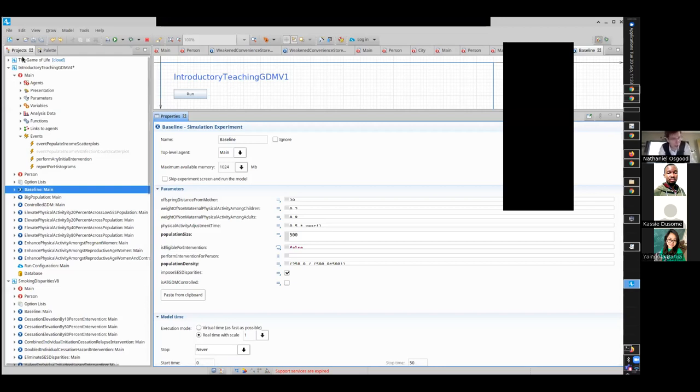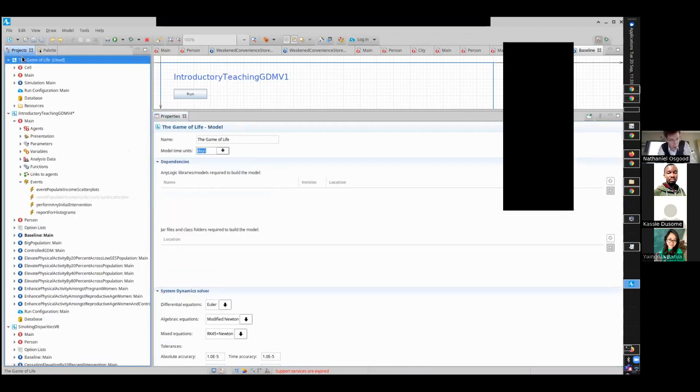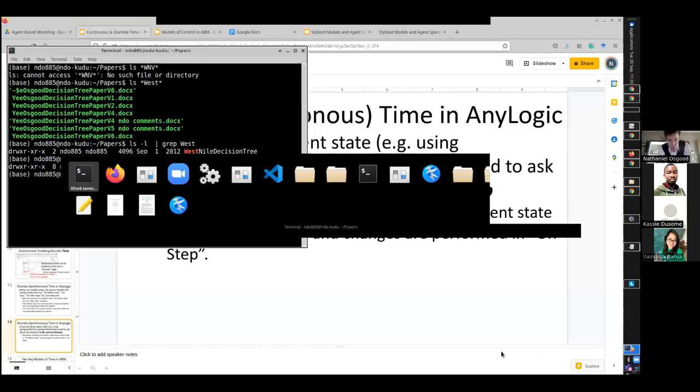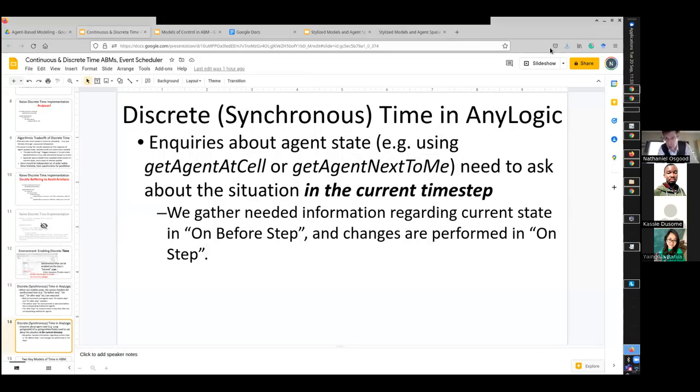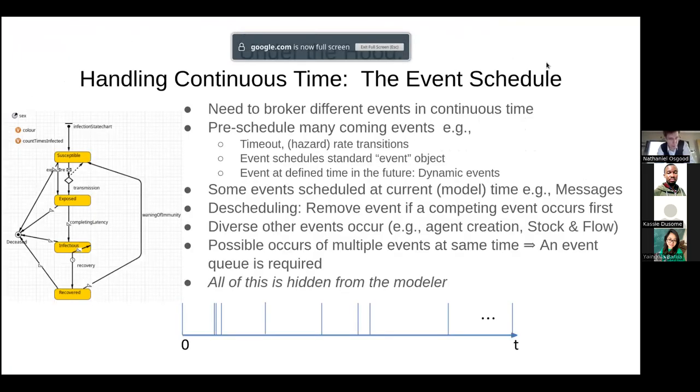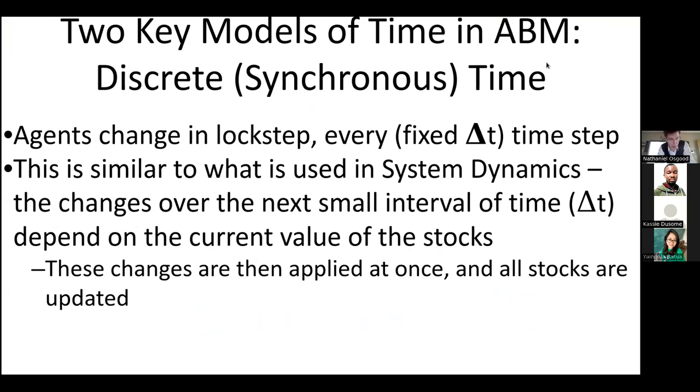To take a look at this other model, I'll just go to the Game of Life here. And you folks could follow along in the Game of Life. I'm going to show it with slides since I have slides to illustrate it, but you can follow what I'm doing in there.